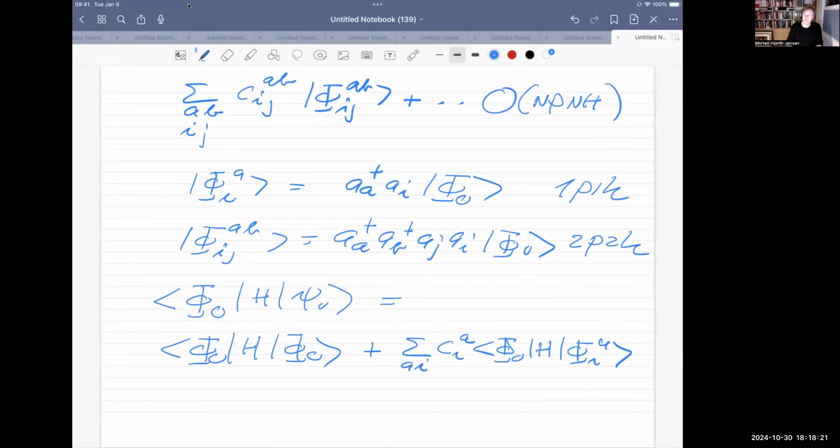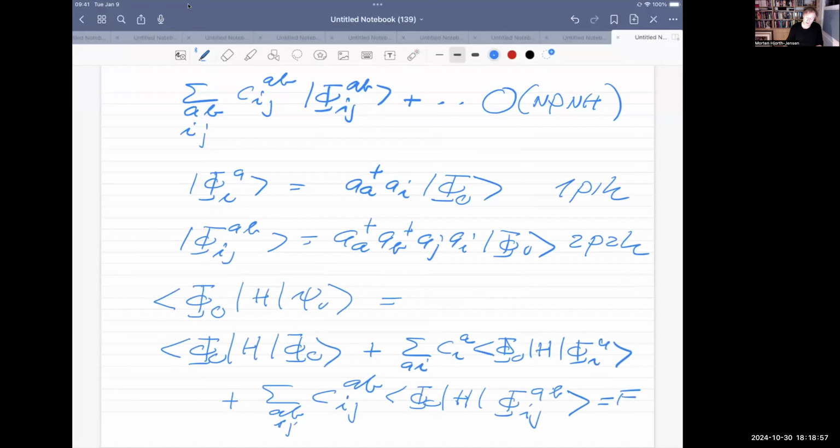And in case our Hamiltonian is given by at most two-body operators, then this expansion, which in principle should have included three particle, three hole, four particle, four hole, etc., terminates exactly at the level of two particle, two hole excitations. And then we have the Cij of AB, and then we have the overlap between the exact state and phi IJ of AB. And this is equal to the ground state energy.